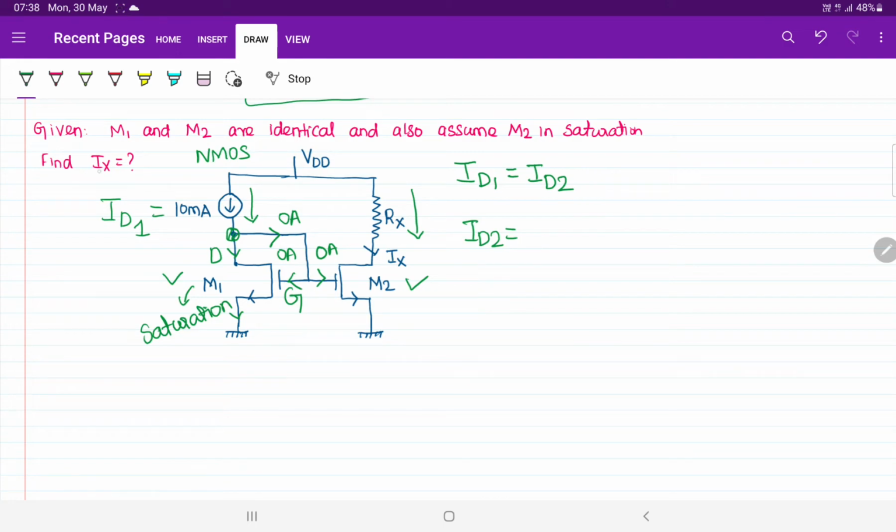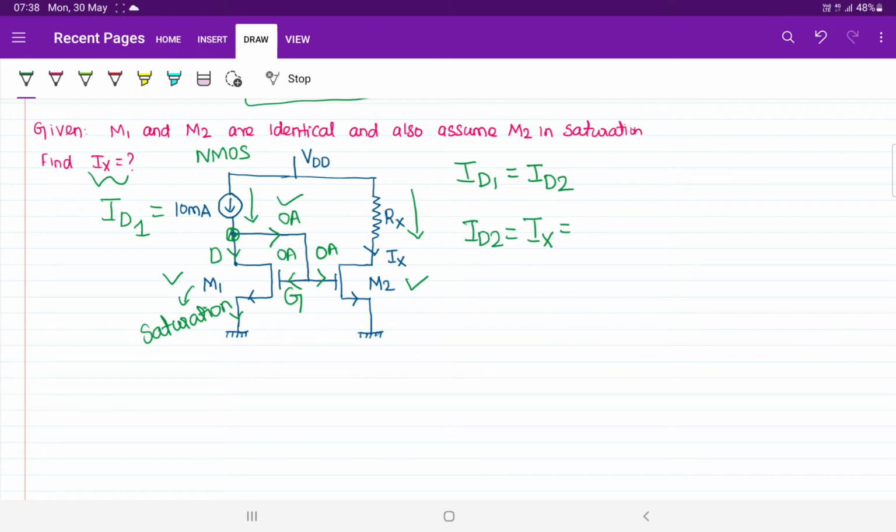Actually we are requested to calculate the value of IX. IX means the current through the second MOSFET, that is ID2, which I have written here. It can also be written as IX according to your given question. But what we understood is that when both MOSFETs are identical to each other and connected together, the circuit is simply called a current mirror circuit, and the second circuit will be driven by the first circuit, and the first circuit pushes the second circuit to work as a constant current source.